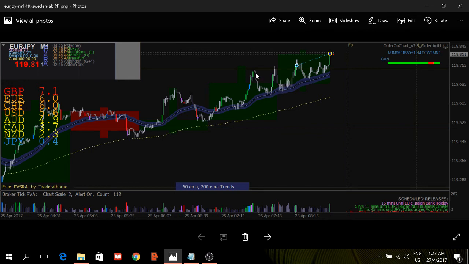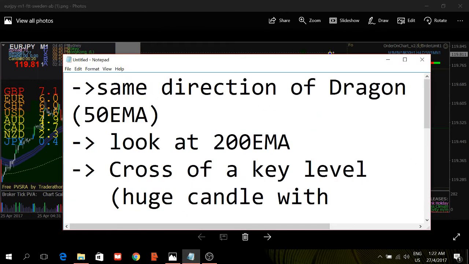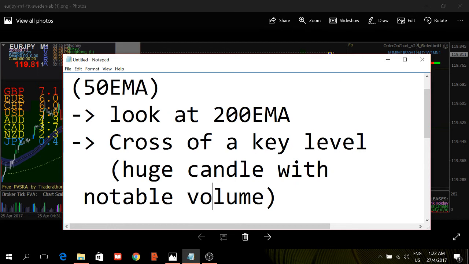Because you can see the price action: price failed to break the key level and bounced back. Here, it tried once again, and it crossed a little bit, but there is no green candle, so there is no high volume, okay? So what we are looking at is a break, a cross of a key level with a huge candle and notable volume.